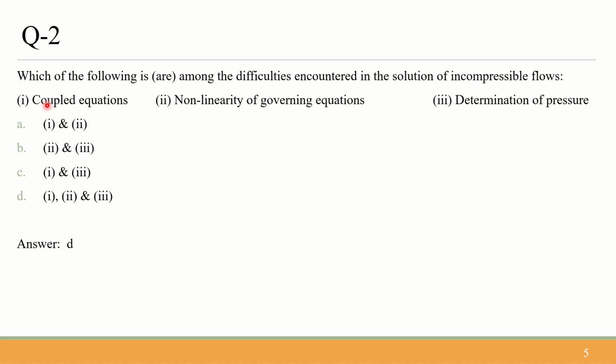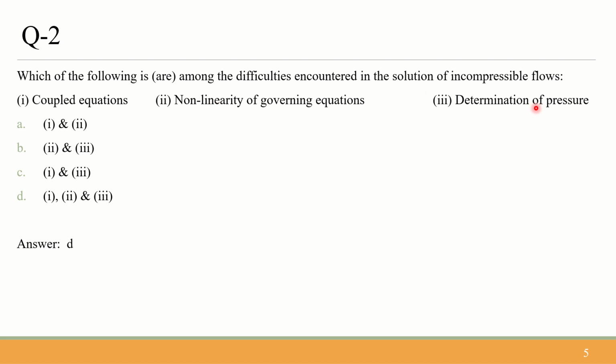Second one, non-linearity of governing equations. If you remember, in the Navier-Stokes equations or the momentum conservation equations, we have terms including uv and u square in the x domain, and uv and v square in the y domain for two-dimensional problems. So these are not linear. So non-linearity of governing equations is one such difficulty encountered in the solution of incompressible flows.